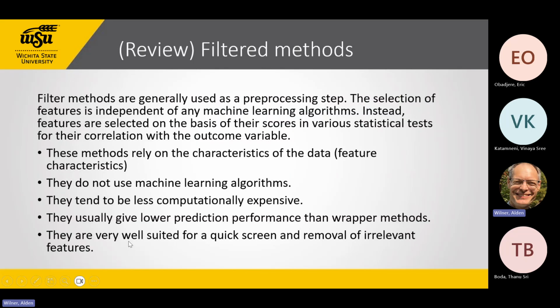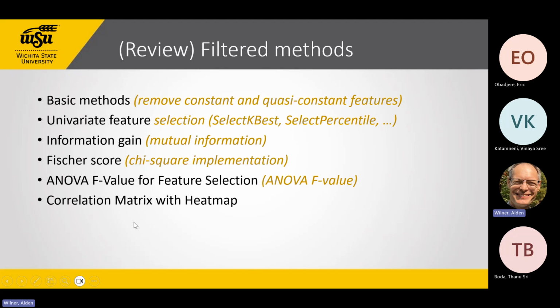You can think of these as almost part of the data cleaning. Of course, data cleaning segues into exploratory data analysis, segues into feature selection. Our filtered methods are basic ones: univariate methods, select k-best, select percentile. Our information gain methods, our Fisher score, looking at chi-squared implementation, our ANOVA F values, and our correlation matrices with heat maps. And of course, we went into more or less detail.